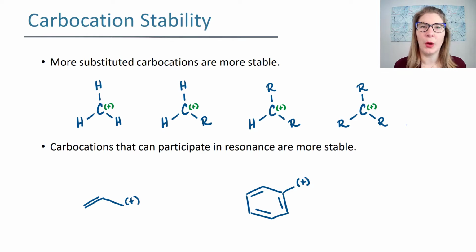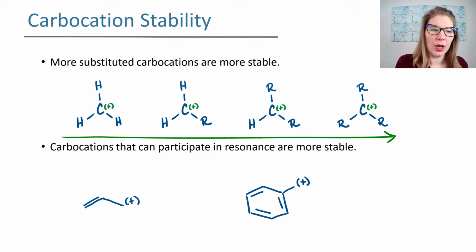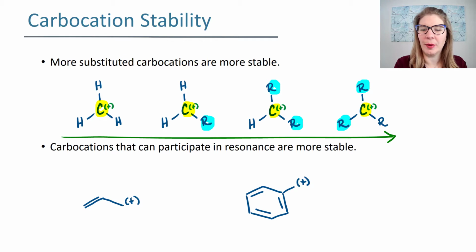We're just trying to mimic what happens on paper. So first of all, we need to remember that carbocation stability increases when we look at how substituted a carbocation is. What we're doing is comparing the carbon that has the positive charge, and looking at how many R groups are attached to that carbon with the positive charge. The more R groups that are present, the more stable.